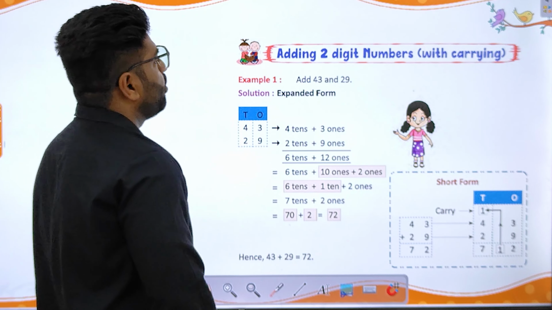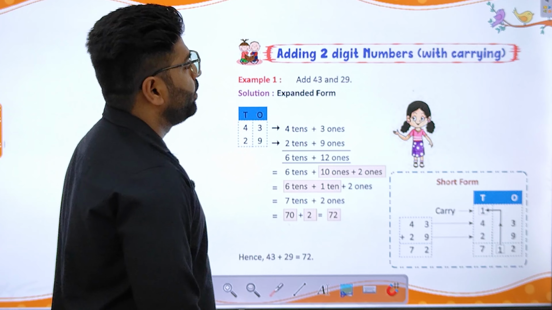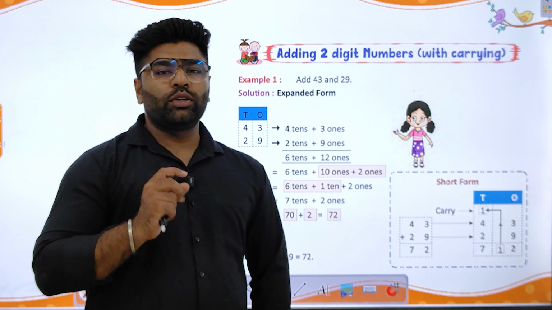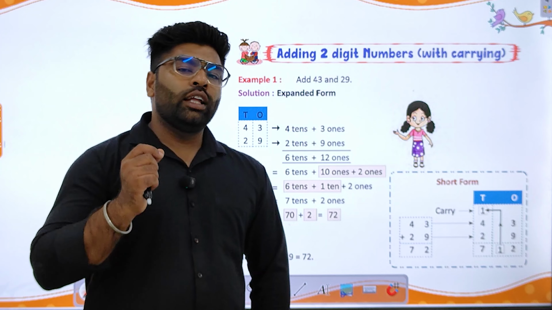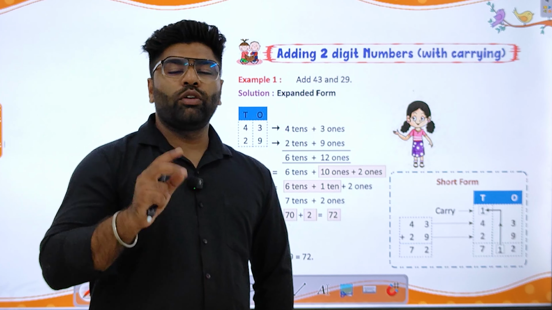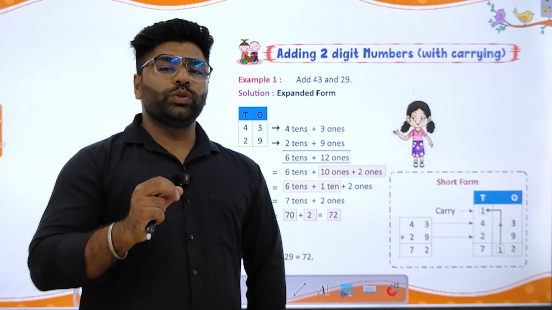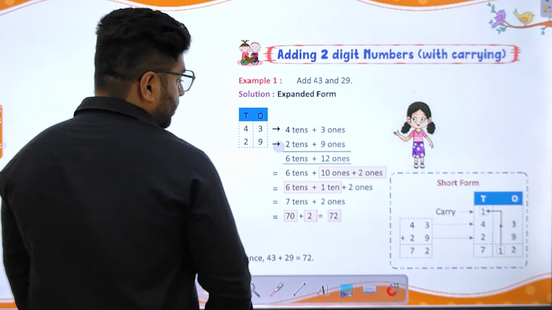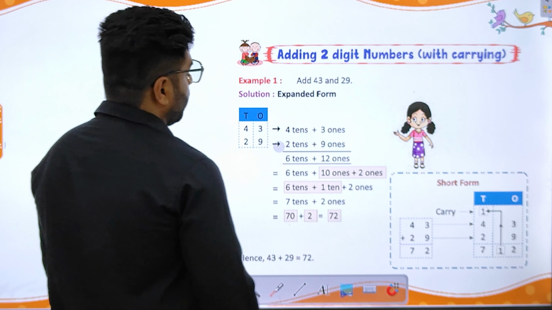Now come to the next topic, that is adding two digit numbers with carry. In the carrying concept, we have to add two numbers or three numbers, and the answer or sum is of two digits. And we have to use the concept of carrying the numbers. Clear? Okay, let's see this example first.